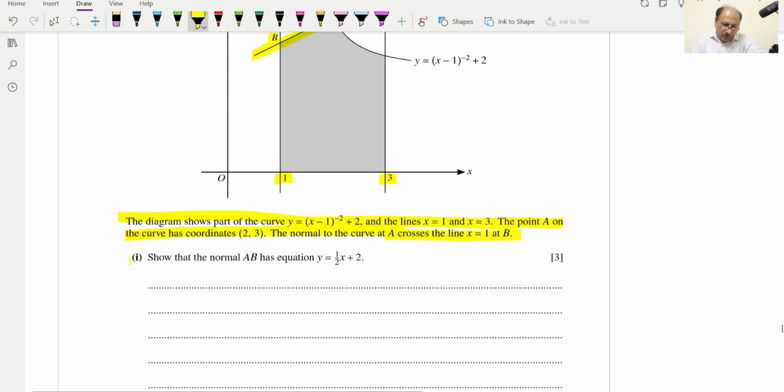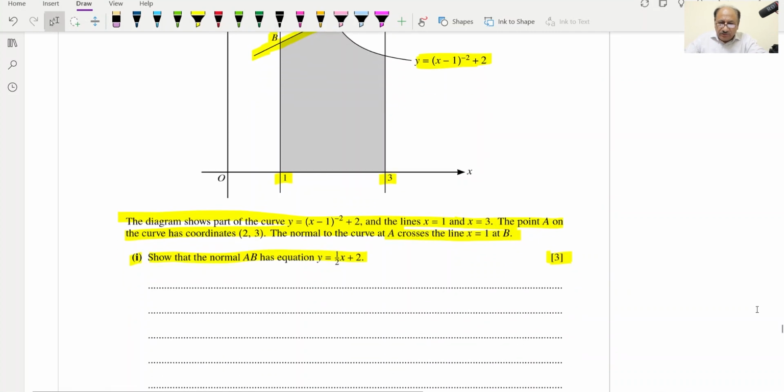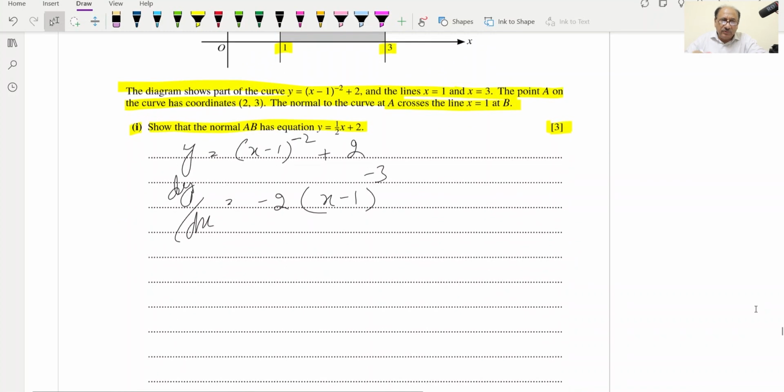Now part 1 says show that the normal AB has this equation, so the equation of the normal is required. What we will do is find the tangent to this curve. How will we find it? We take the derivative, and the derivative gives the gradient of the tangent. So y is equal to (x minus 1) raised to minus 2, plus 2. So dy over dx will be equal to minus 2 pulled first, (x minus 1) raised to minus 2 minus 1, so minus 3, into the derivative of x, which is 1. So this will be the derivative.